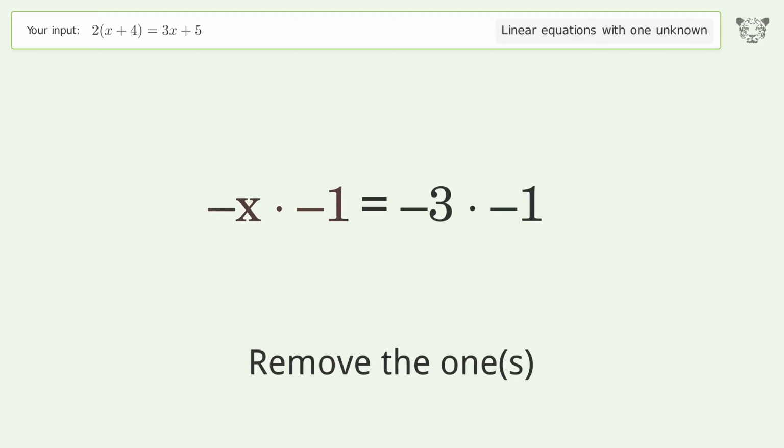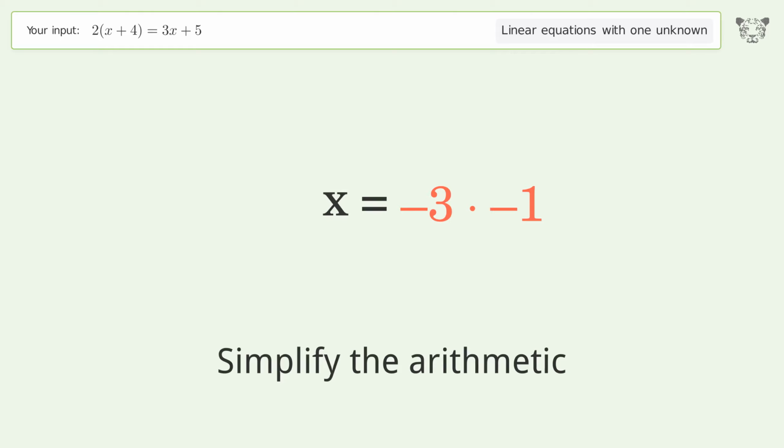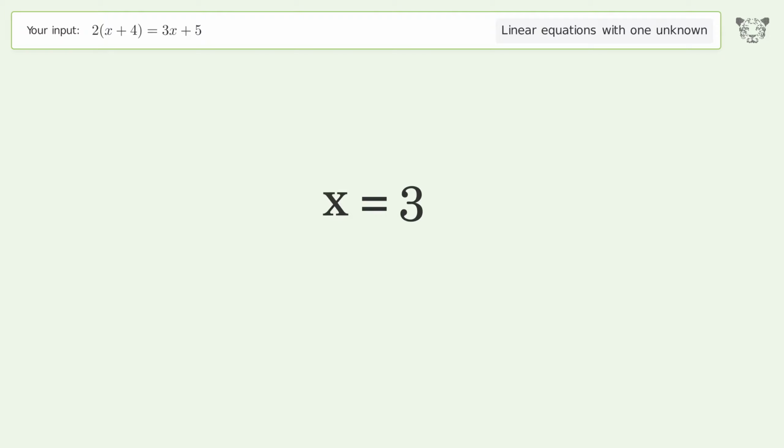Remove the ones. Simplify the arithmetic. And so the final result is x equals 3.